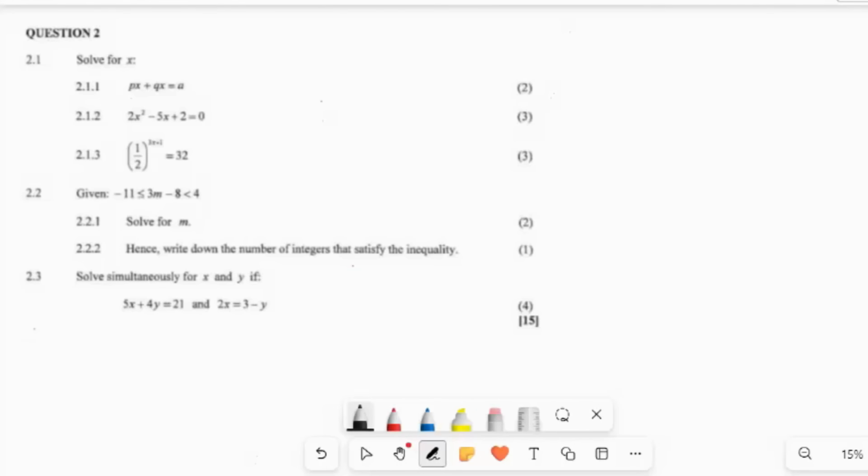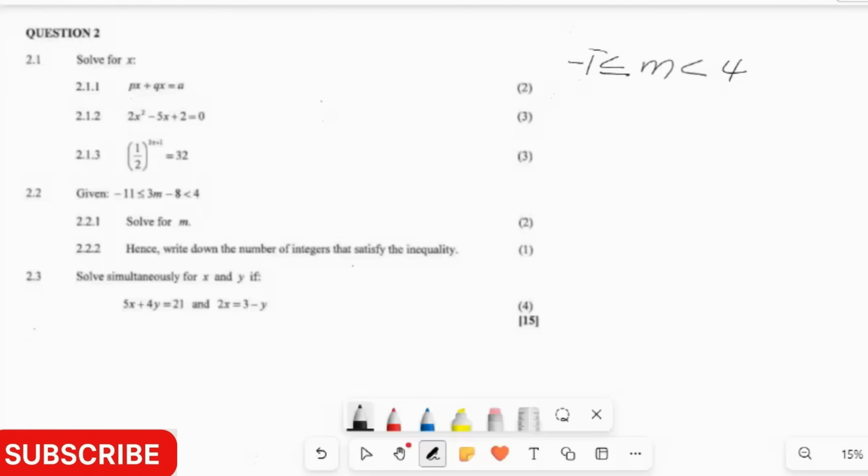Now let us erase this and go and check the next question. They say, hence, write down the number of integers satisfying the inequality. Remember, the inequality that we got is minus 1 is less or equal to m, which is less than 4. Once they say or equal, that means the minus 1 is also included. It's not less or equal to 4, so the equal to 4 is not there. It's less than 4, meaning it will never be equal to 4. So 4 is not included because they didn't say it's equal to.